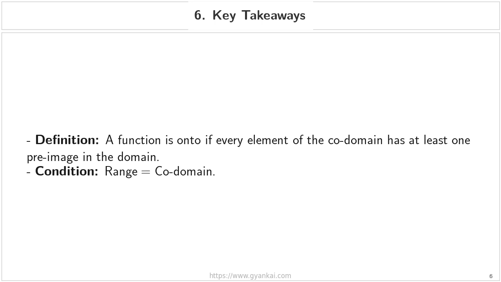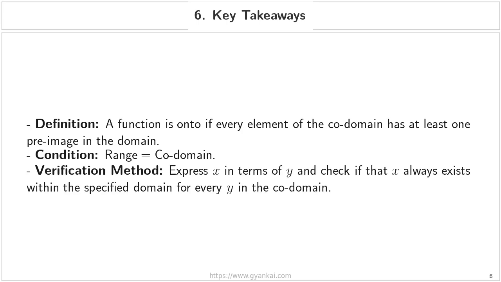This brings us to the critical condition we mentioned earlier, often called the golden rule. A function is onto if, and only if, the range is equal to the codomain. As we discussed when looking at common mistakes, if the range is only a subset of the codomain, the function cannot be surjective. Regarding the verification method, remember the algebraic process we used in our example. To prove a function is onto, you should express x in terms of y. Once you have isolated x, you must check if that resulting value of x always exists within the specified domain for every possible value of y in the codomain.